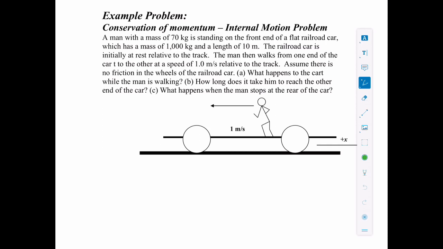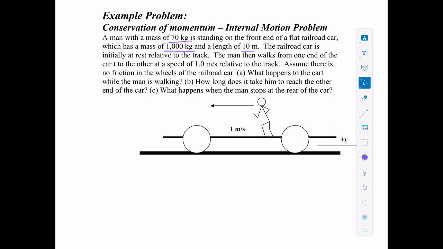of momentum. We've got a situation here where we have a man. He's got a mass of 70 kilograms. He's going to stand on the front end of a flat railroad car, which has a mass of 1,000 kilograms and a length of 10 meters. So 70 kilograms, 1,000 kilograms, 10 meters. The railroad car and him are initially at rest relative to the track. So nothing's moving. The man then will walk from one end of the cart to the other at a speed of 1 meter per second relative to the cart.